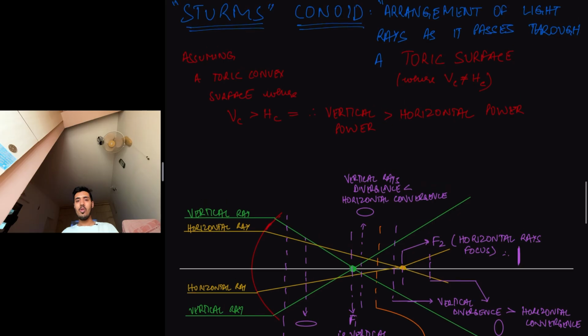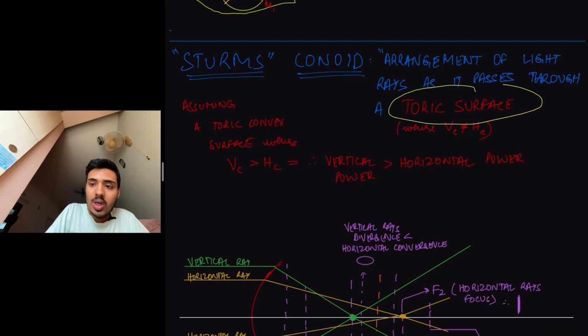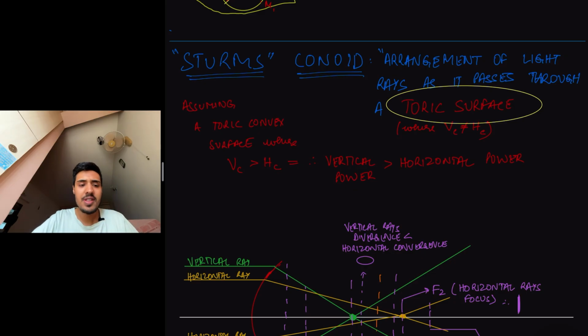Now, as I told you before, what is Sturm's conoid? Before we go to Sturm's conoid, Sturm's conoid is basically how the light rays are arranged once they pass through a toric surface. What is a toric surface? Any surface where the vertical curvature and the horizontal curvature are not equal. Let us assume that we take a toric transparent surface where the vertical curvature is more than the horizontal curvature. That is, vertically it is much more curved, horizontally it is less curved. So because of that, vertically there is more converging power, horizontally there is less converging power.